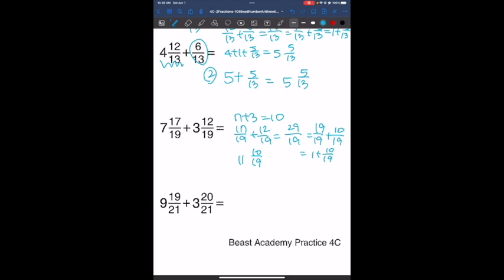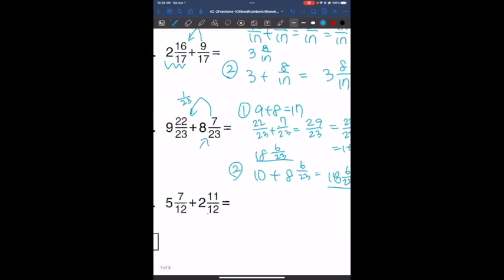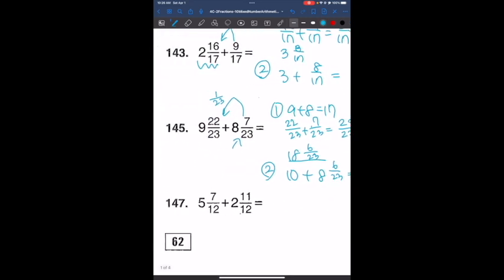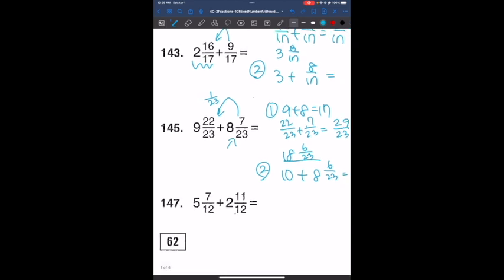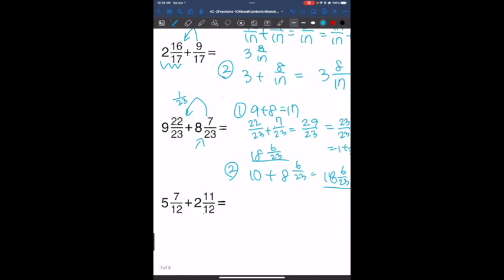But another way of doing that is we can first complete this 7 and 17 over 19 to an 8. And to do that, we need to bring 2 over 19 from the other side. And so that's going to be 3 and 10 over 19. So that's going to give us 11 and 10 over 19. Now we're going to do the same thing for other questions as well. So for problem 147, we can start by doing whole number addition first.